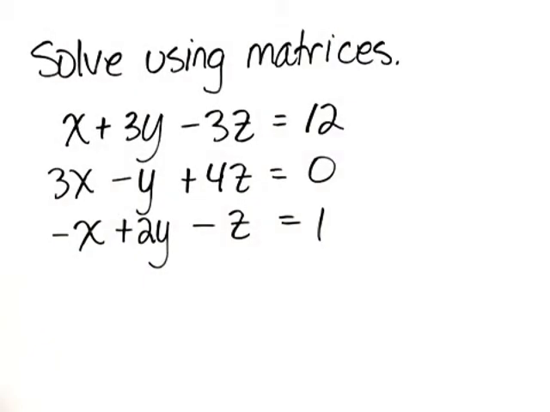Solve using matrices. x + 3y - 3z = 12, 3x - y + 4z = 0, and -x + 2y - z = 1.